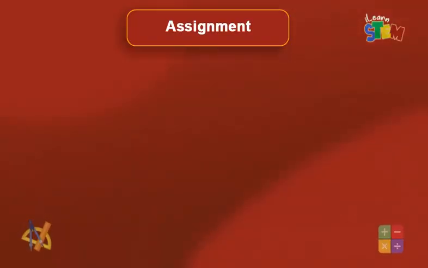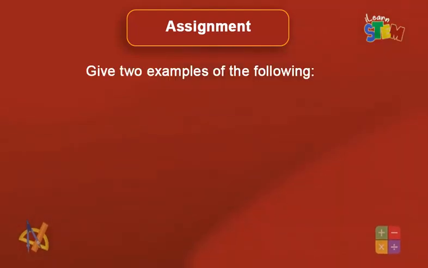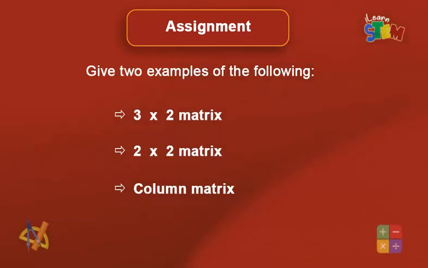Assignment. Write down the following assignments and try solving them yourself. Give 2 examples each of the following listed. Remember to take your time. And don't feel bad if you did not get it right the first time.